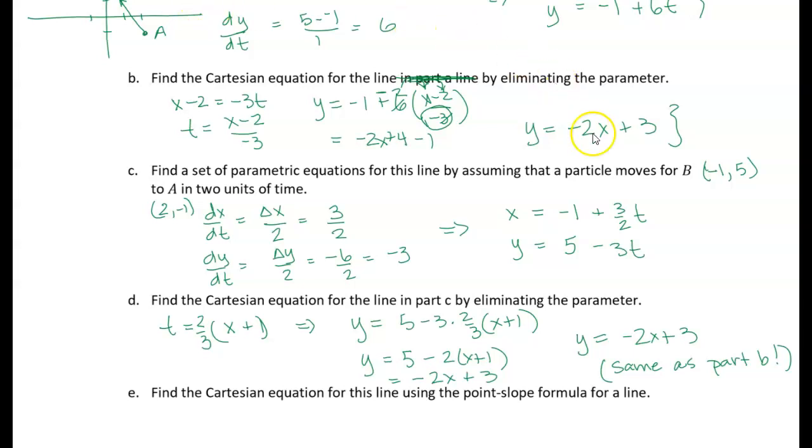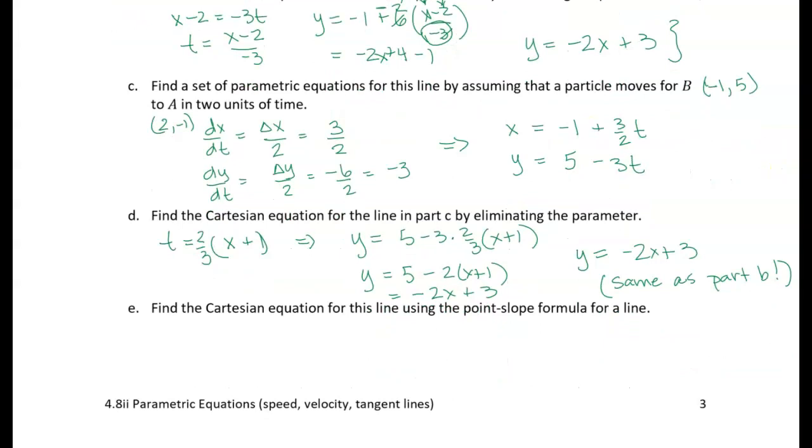All right, and then finally, we're asked to find the Cartesian equation for the line using the point-slope form. Now, we were given 2 points. Let me write them down again because they're off the screen. So (2, -1) and (-1, 5). Now, you know how to find the equation of a line between 2 points, right? We're just going to find the slope between those 2 points.